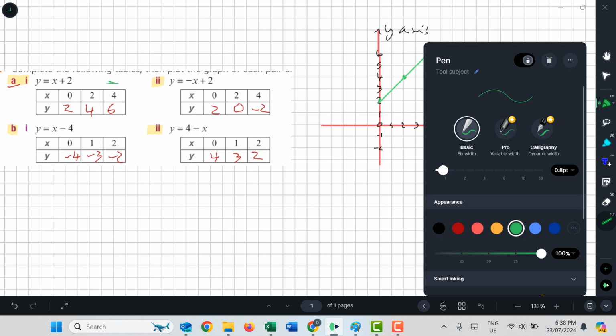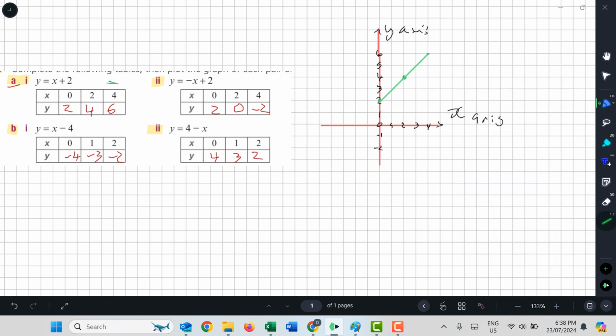Okay, now we're going to change color for the next one. Next one can be this blue color here. That's going to be for this one. Alright, so first one is going to be at 0, 2. It's the same spot as this one. Next one is going to be at 2, 0. 2, 0 is here. And the next one's going to be at 4, -2. Then I'm going to go get my line, change it to blue. There we go. That's what that one should look like. Hopefully that was simple enough.